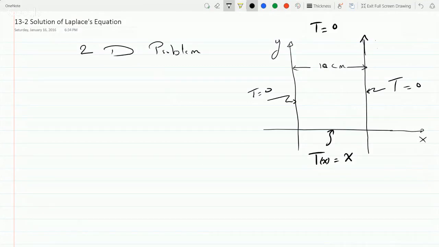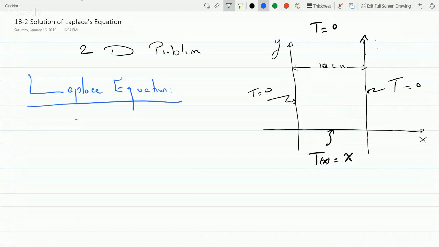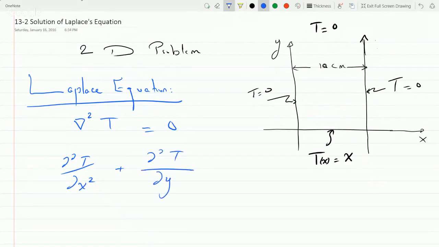So Laplace's equation reads, so basically we're going to be solving Laplace equation in 2 dimensions. It's the Laplacian of T equal to 0. And the Laplacian, that's just d squared T over dx squared plus d squared T over dy squared is equal to 0. This is what we're going to be solving.